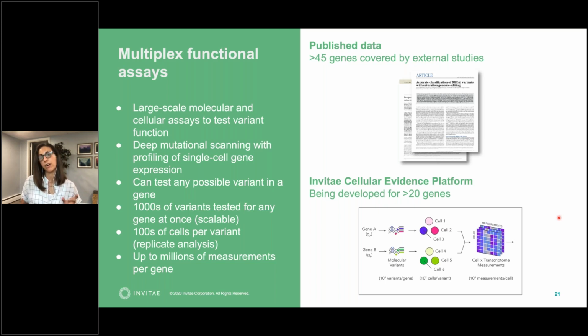And what we're doing is developing a version of deep mutational scanning with profiling of single cell gene expression. And we're currently developing this in 20 different genes. And just like he said, we can test thousands of variants at once. There's hundreds of cell replicates for each variant. And we collect millions of measurements of data for each gene. And we're currently testing genes in the RAS-MAP kinase pathway. And these work really well in this type of cell model because the pathogenic variants are mainly gain of function. So this is where we're starting out with these cell models.